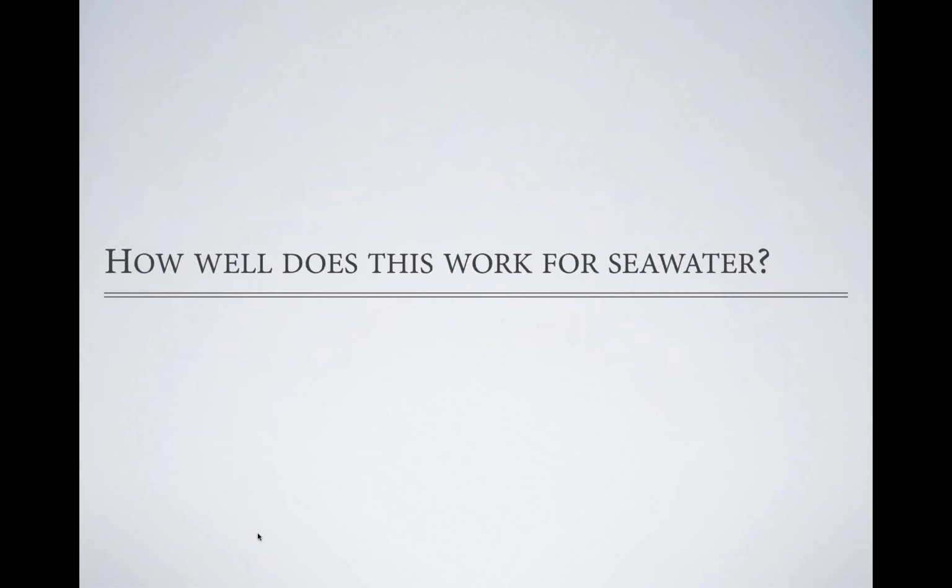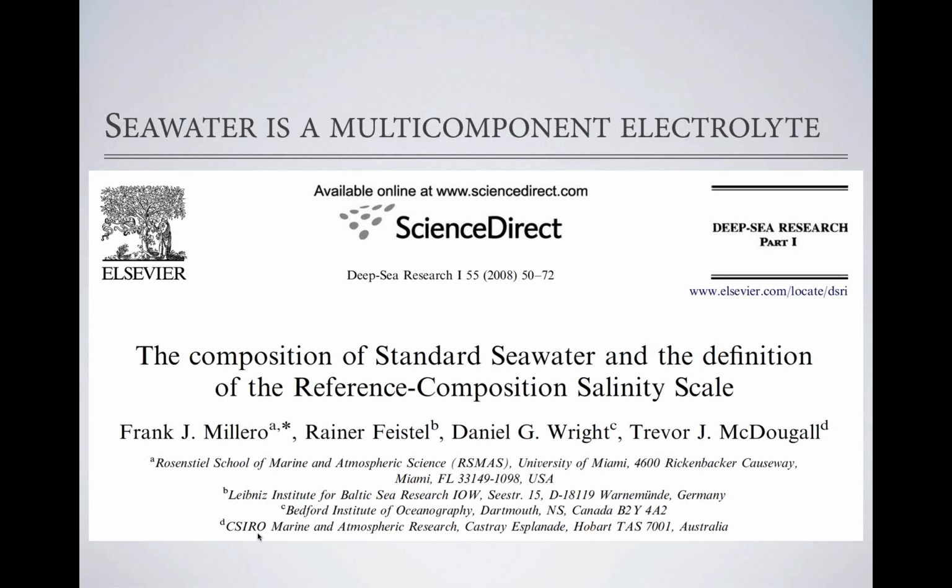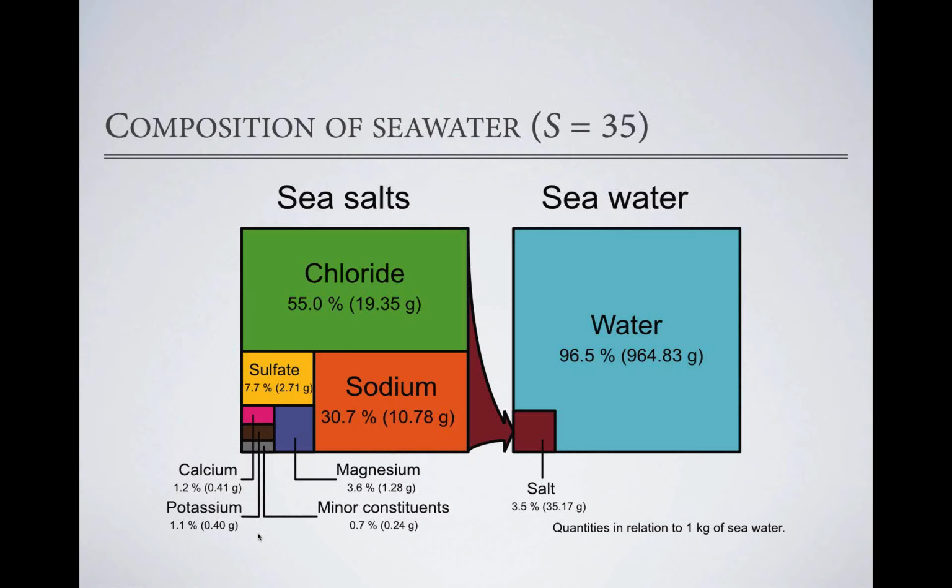So how well does this work for seawater? Because this was the idea. Well, we could just get away from these low ionic strength buffers. And the problem with seawater is that it's not sodium chloride. It's a much more complicated solution, and a lot of work's gone into measuring the composition of it. A simplistic view you can see here. Seawater, of course, is mostly water, about 3.5% salt. The salt is chloride ions, sodium ions, sulfate ions, calcium ions, potassium ions, magnesium ions, and everything else. Everything else is less than 1% of the total dissolved salts.